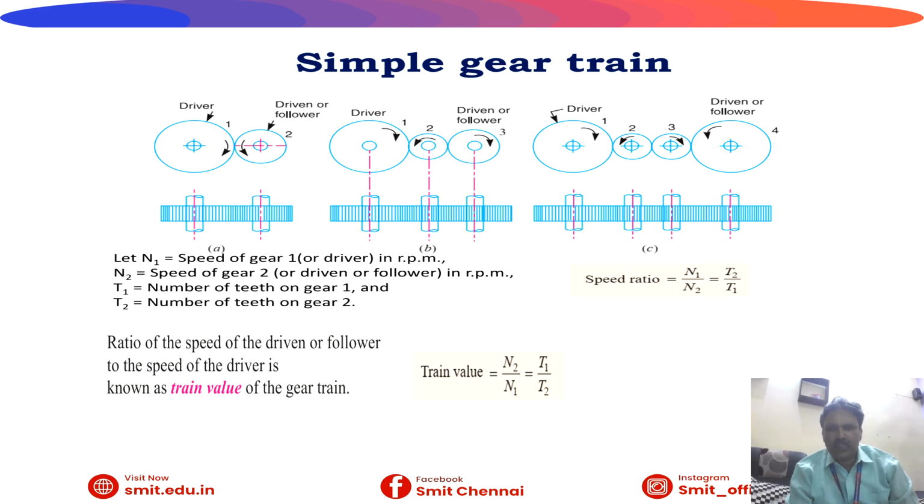The speed ratio, N1 by N2, is the reciprocal of T1 by T2, that is, N1 by N2 equals T2 by T1. So if it is N2 by N1, then automatically it is T1 by T2. The ratio of the speed of the driven or follower to the speed of the driver is known as the train value of the gear train.